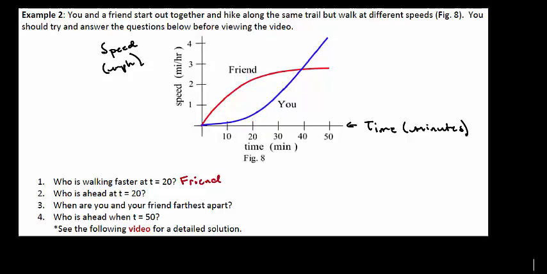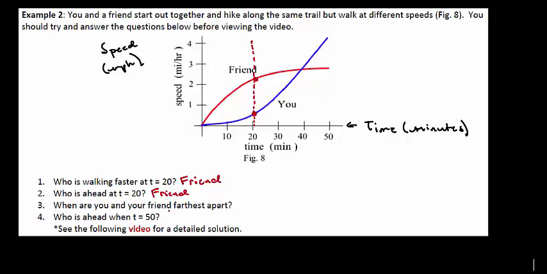Now let's go ahead and look at the next question. Who is ahead? Okay, so who's ahead at t equals 20? So at time equals 20, it says that you start out together. So you're down here, your friend's up here for your speed, right? Now your speed has been not so good so far, and their speed has been pretty good so far. So you'd expect, since they've been walking faster than you the entire time, their total distance is better. So your friend is still ahead.